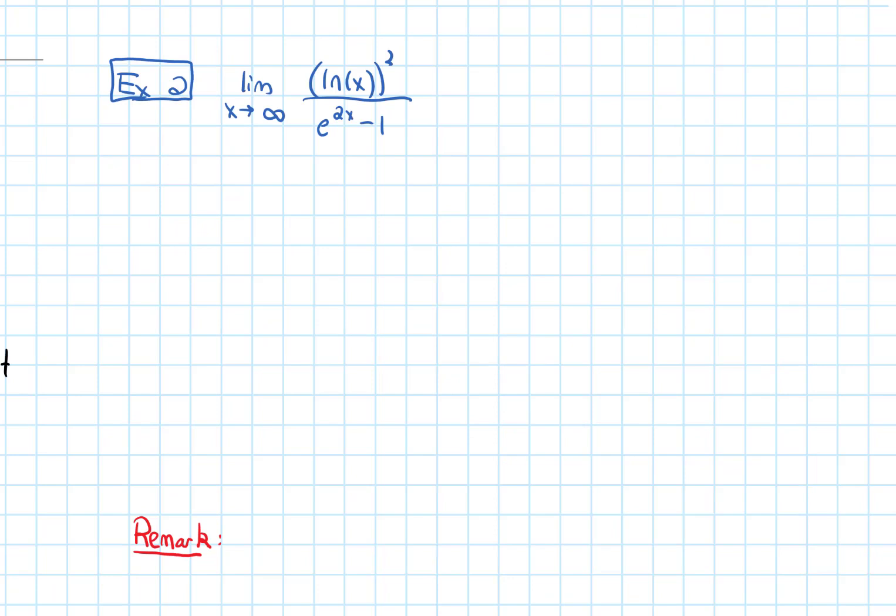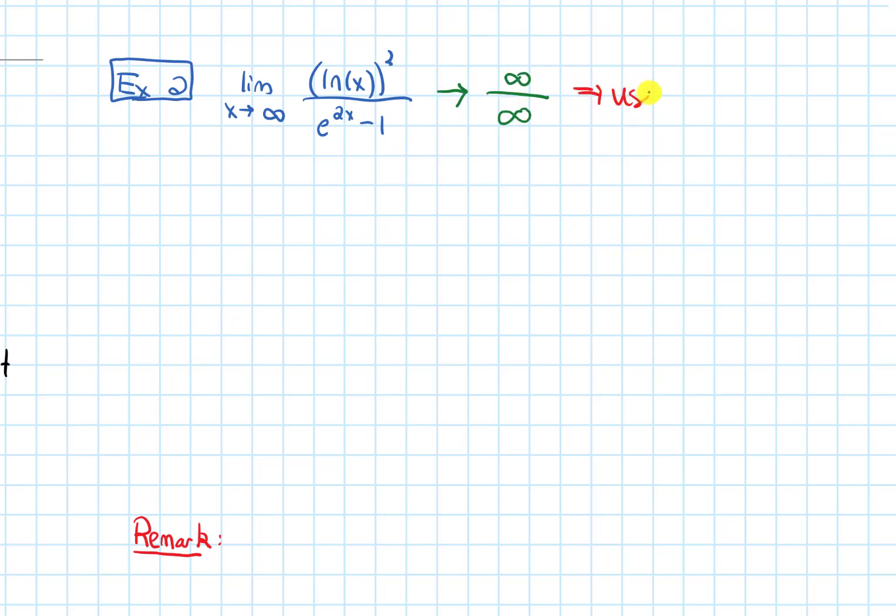All right, let's look at another example. In example 2, we have the limit as x goes to infinity of the quantity ln of x, squared, over e to the 2x minus 1. If I plug in as a first step, ln of infinity is infinity, so I'll get infinity squared, which is infinity. And on the bottom, e to the infinity power is infinity, and infinity minus 1 is definitely infinity. So this is a form I can use L'Hopital's on.